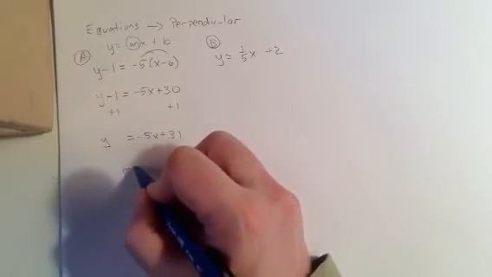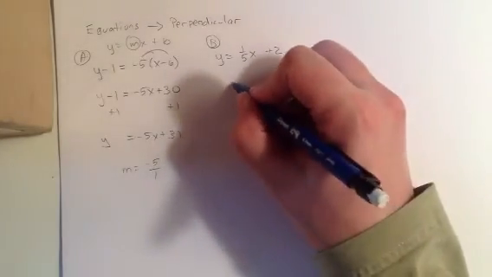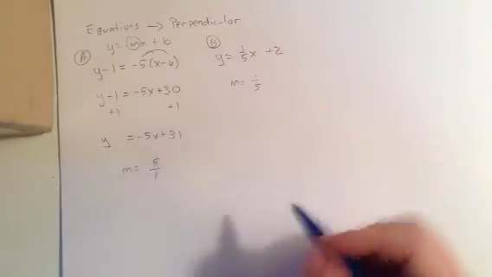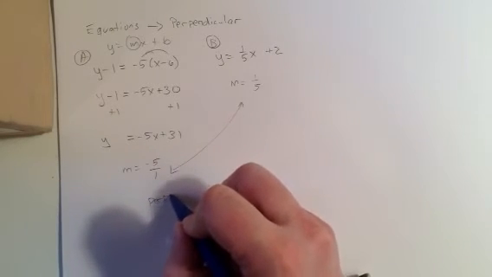What's my slope? Negative 5 over 1. How about line B? My slope is 1 over 5. Aha, those are opposite reciprocals. They are perpendicular.